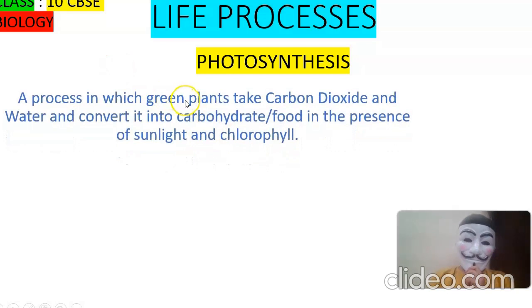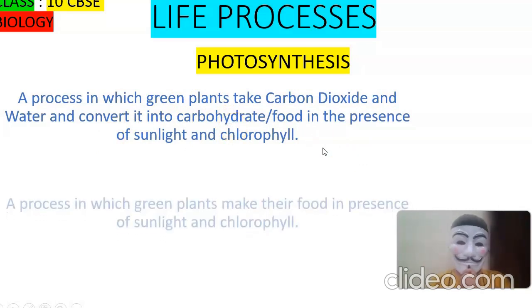In a short way, a process in which carbon dioxide and water get combined in the presence of sunlight and chlorophyll to form glucose and release oxygen and water is known as photosynthesis. See, a process in which green plants take carbon dioxide and water and convert it into carbohydrate food, glucose, in the presence of sunlight and chlorophyll is known as photosynthesis.